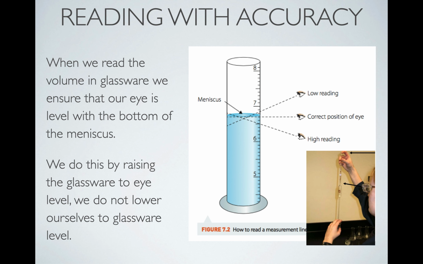Okay, reading with accuracy. This is parallax error. If you're looking down from above, you're going to get a lower reading, and if you're looking up, you get a higher reading. But if you're looking straight across, it's going to be as correct as you can get it, as accurate as you can get it. So hold things up to eye level. Never lean down. Never lean on the floor of a lab because you've got broken glassware and who knows what on the floor. And also you're putting your face at spill level. Lift things up to your eyes.